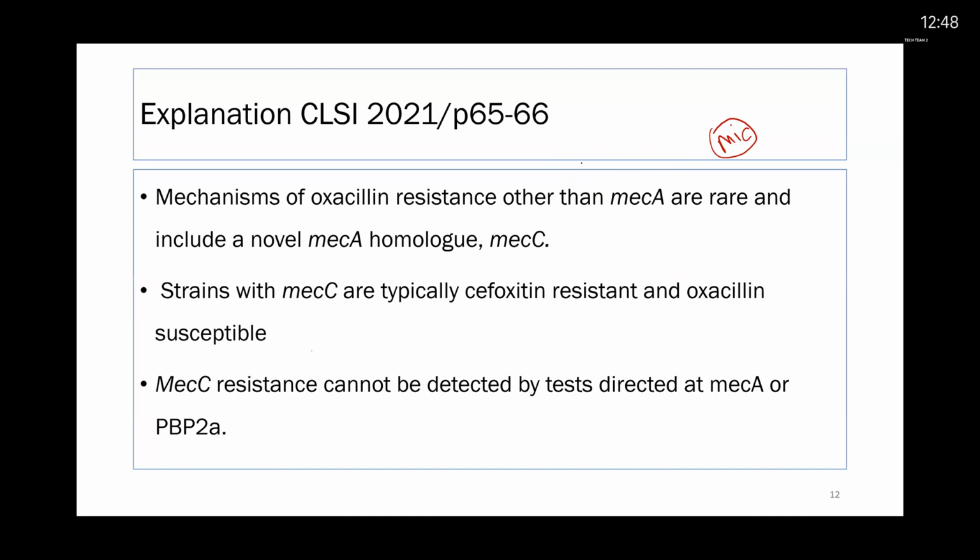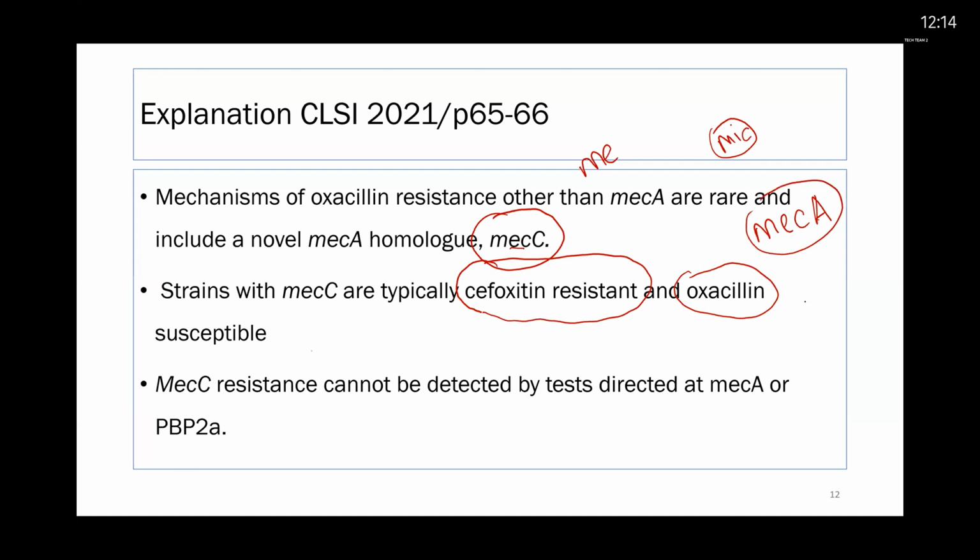Both tests, a cefoxitin-based test, can reliably pick mecA-mediated resistance, but it's not always mecA-mediated resistance. Another analog of mecA-mediated resistance is what we call mecC. Now, what is so important about mecC? These strains are mec-mediated, so they are cefoxitin resistant, but they can appear oxacillin susceptible.